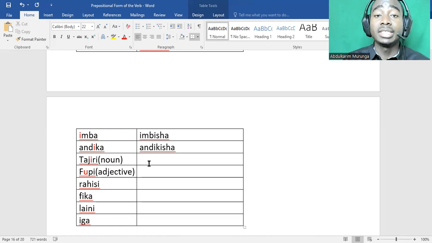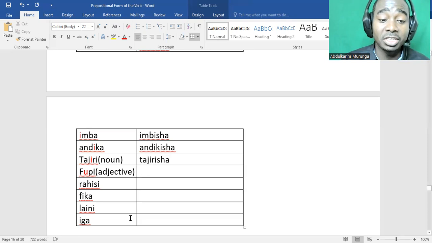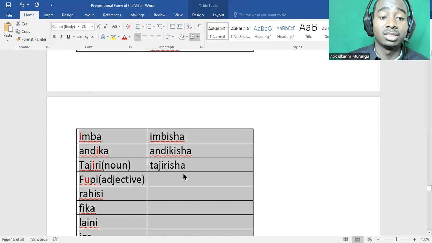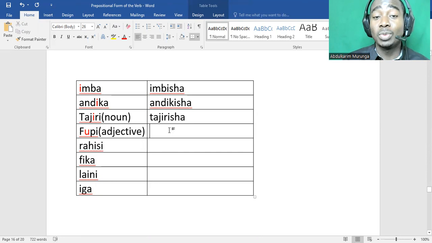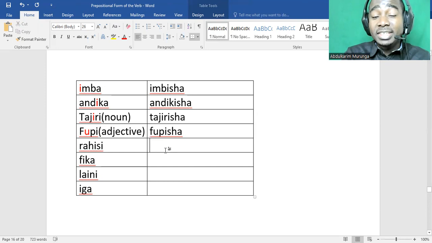Tajiri is a noun. It means a rich person. To make someone rich, we say tajirisha. Tajirisha, this is a verb, to make someone to become rich. Fupi is an adjective, it means short. To make something become short, we say fupisha. Rahisi, easy. To make something easy, rahisisha.